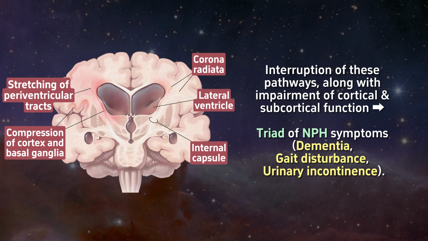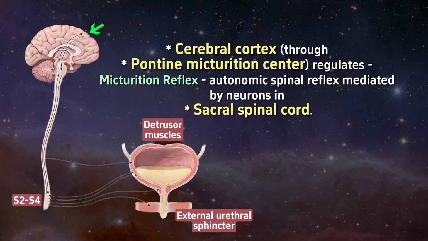Interruption of these pathways, along with impairment of cortical and subcortical function, leads to the classic triad of normal pressure hydrocephalus symptoms: dementia, gait disturbance, and urinary incontinence. The cerebral cortex, through the micturition center, regulates the micturition reflex, which is an autonomic spinal reflex mediated by the neurons in the sacral spinal cord.